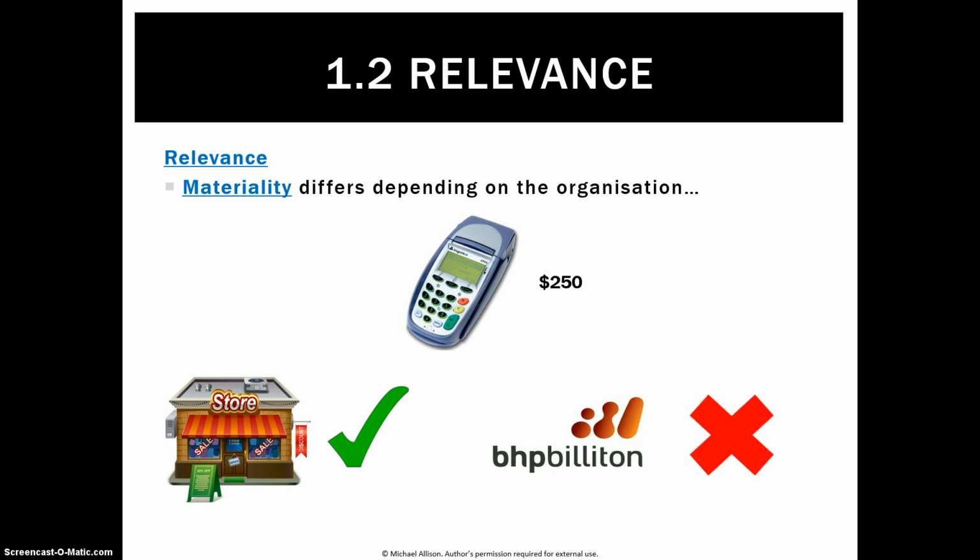Well, if you didn't include a $250 asset, you're not going to make a worse decision. It's not a material item. Omitting it won't affect your decision making.